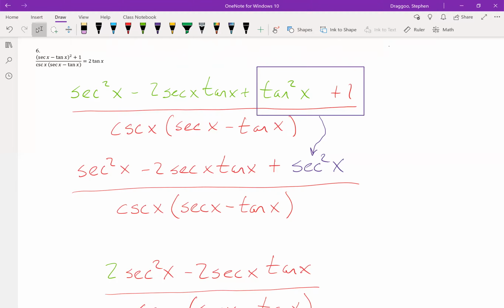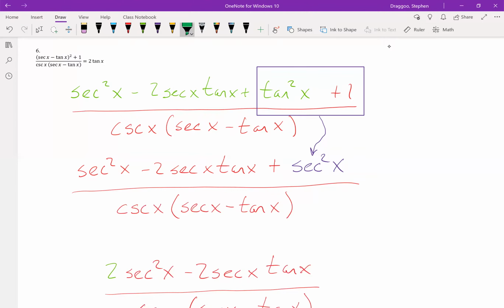to reduce inside of a fraction, I would need to reduce a factor of secant minus tangent in every term, and there is no secant minus tangent in this plus 1 term. So because there's some addition going on in the numerator, I am not able to reduce those terms right away. So instead, I had to FOIL out secant minus tangent squared.